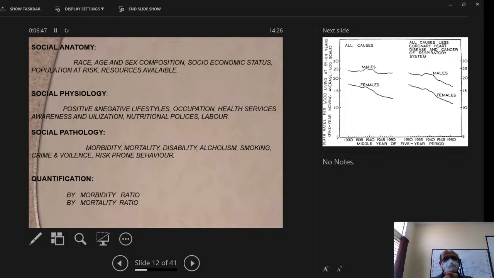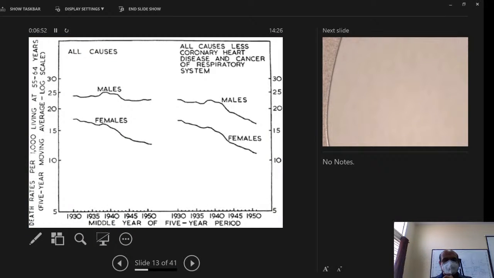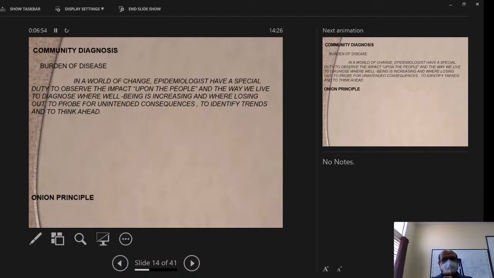Quantification can be done by morbidity ratio and mortality ratio.